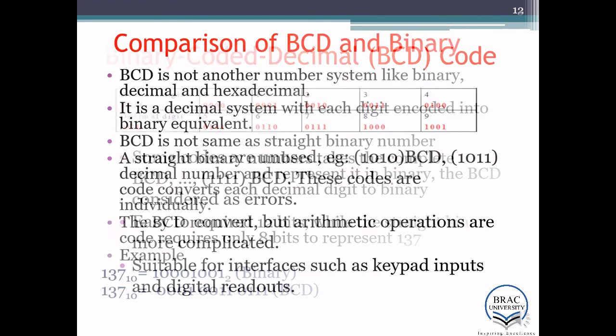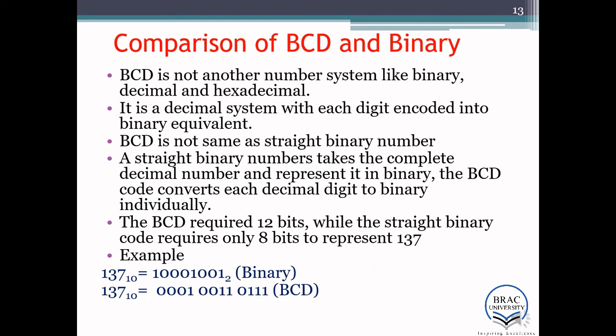Comparison of BCD and binary. BCD is not another number system like binary, decimal, and hexadecimal. It is a decimal system with each digit encoded into binary equivalent. BCD is not the same as a straight binary number. A straight binary number takes the complete decimal number and represents it in binary. The BCD code converts each decimal digit to binary individually. BCD requires 12 bits while the straight binary code requires only 8 bits to represent 137. So if you look at 137, binary uses 8 bits and BCD uses 12 bits, because for each digit you need 4 BCD bits.